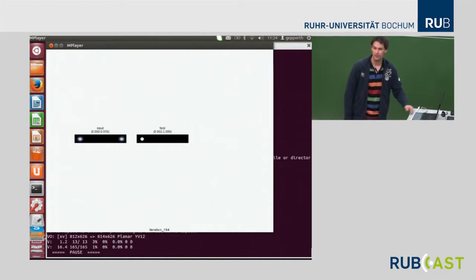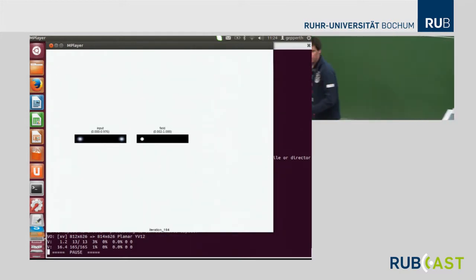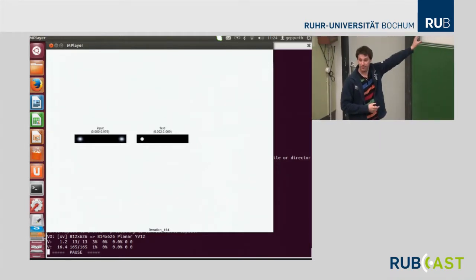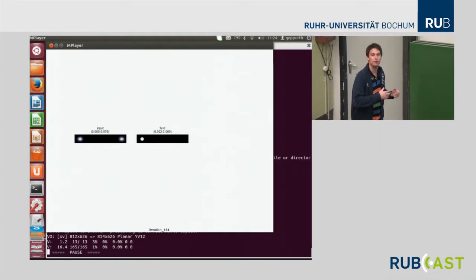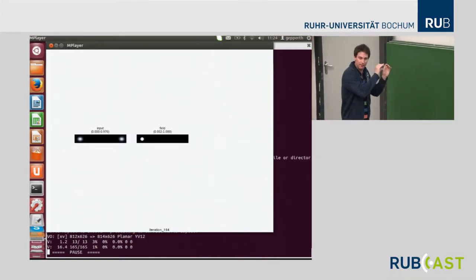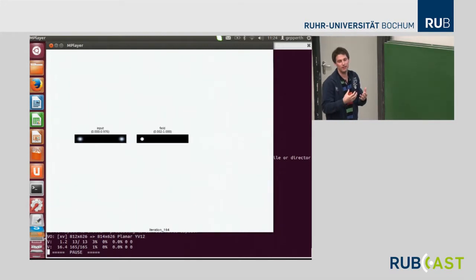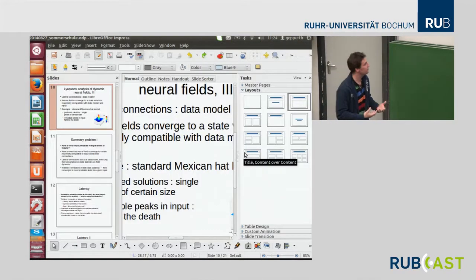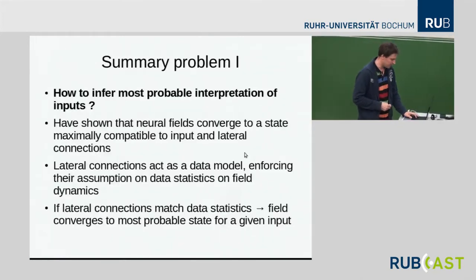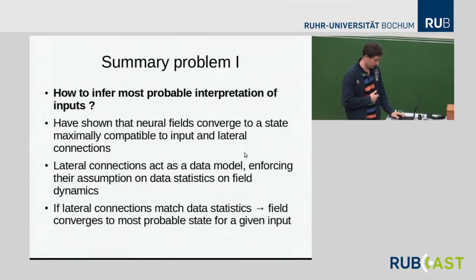So here we have arrived at a state which is again compatible with the data model, and the neural field has found it. And actually it has chosen the left Gaussian. It could have also chosen the right one, but the right one was slightly smaller than the left one, so actually it was less probable, less compatible with the data model. So you always choose the Gaussian that is more compatible with the internal model. And that's what the neural field in this example has done.